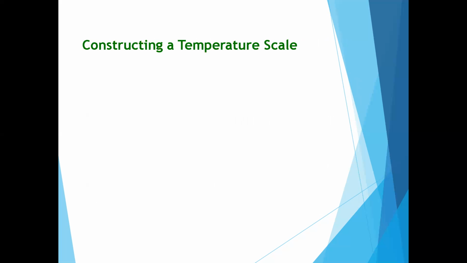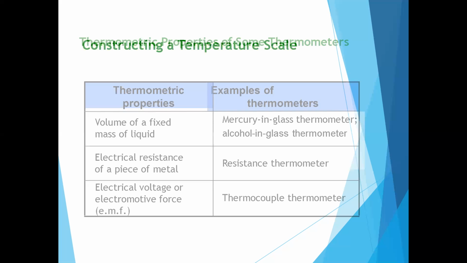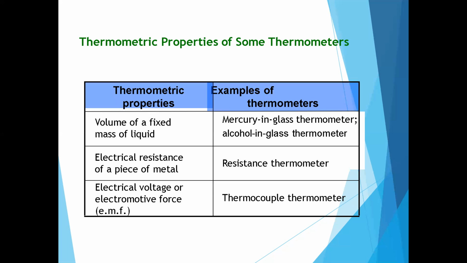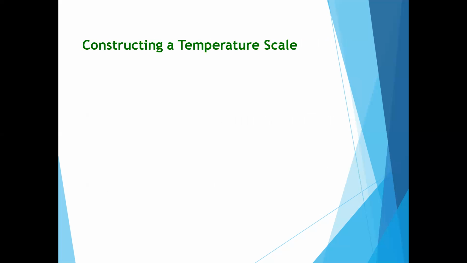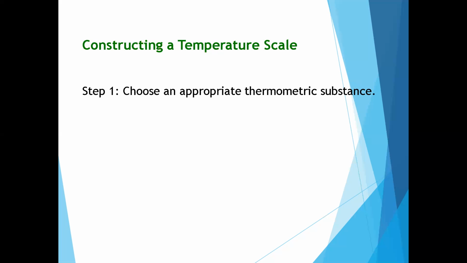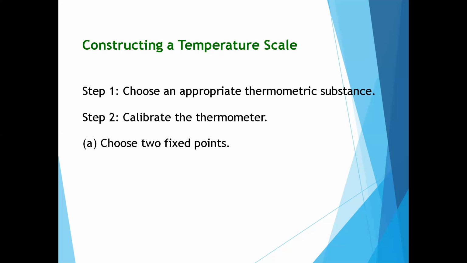Now, how do we construct a temperature scale? Now that we've chosen suitable thermometric properties, we need to construct the scale. So we'll take the example of a liquid in glass thermometer. A more commonly used example is a mercury in glass thermometer. And so we'll construct its temperature scale. We chose an appropriate thermometric substance. Now we're going to calibrate the thermometer.